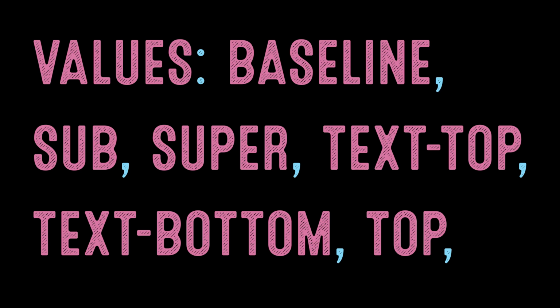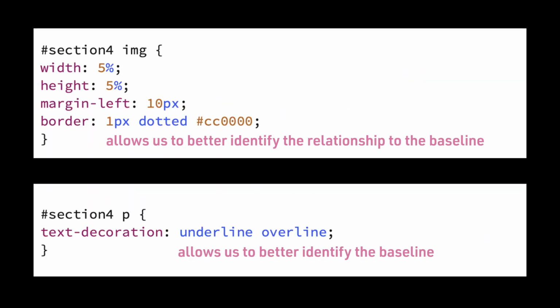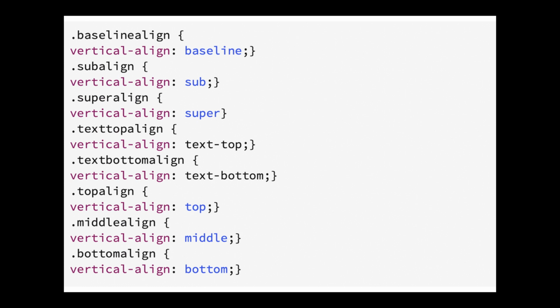What are the possible values for the vertical align property? The vertical align property can have the following values: baseline, sub, super, text top, text bottom, top, middle, and bottom. This is the HTML for an example showing how the vertical align property affects the positioning of an icon against a line of text. Here is the CSS. First, we look at the CSS that applies to all the icons, and then we will look at the CSS of different vertical align values.